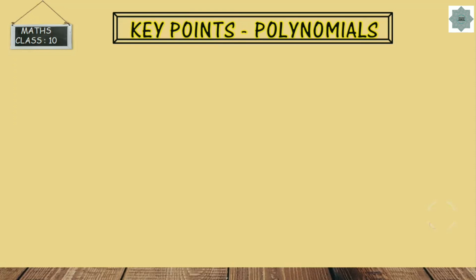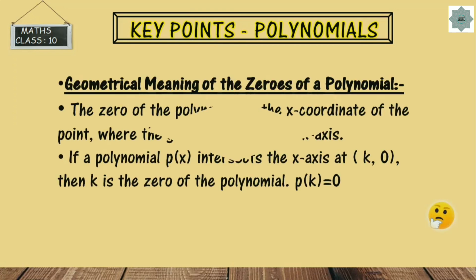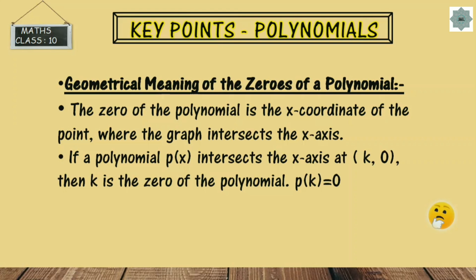Next concept is the geometrical meaning of the zero of a polynomial. The zero of the polynomial is the x-coordinate of the point where the graph intersects the x-axis. If a polynomial p of x intersects the x-axis at (k, 0), then k is a zero of the polynomial. That means p of k equal to 0. To understand this, first we have to learn the geometrical representation of a linear polynomial and quadratic polynomial, even cubic polynomial also.